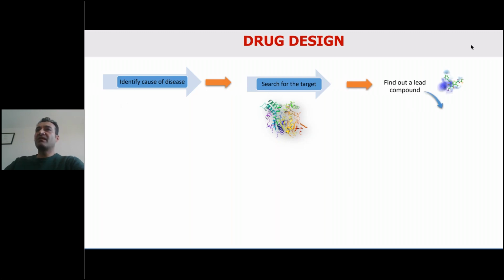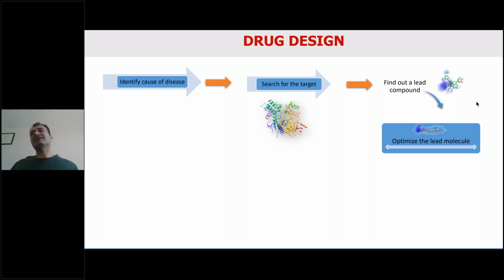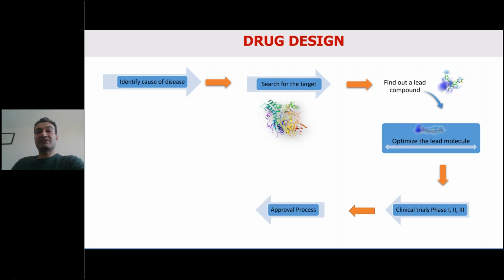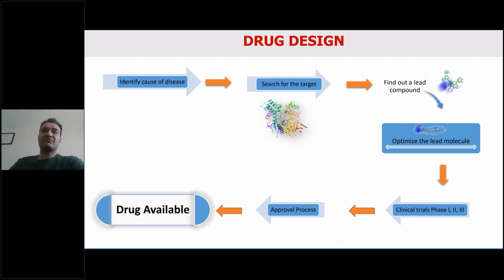The next step is to find the lead compound. The lead compound is a compound that has a specific activity, even low, but it is a starting point. The next step is to optimize the lead molecule. Optimizing the lead compound means to increase its activity or to decrease its side effects and toxicity. The next step is clinical trials, phase 1, 2, and 3. The next step involves the approval process. If you are lucky enough, then your drug candidate becomes a drug available on the market.